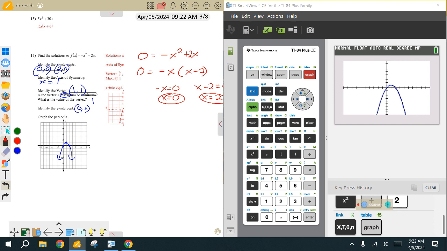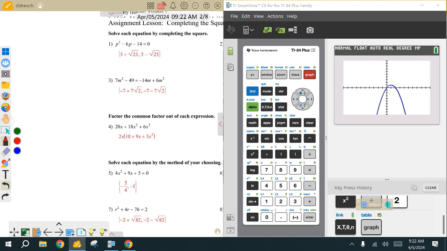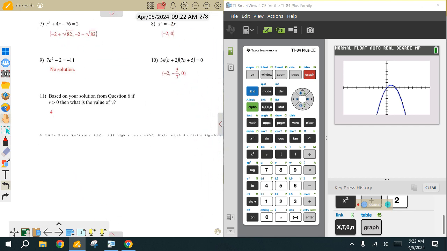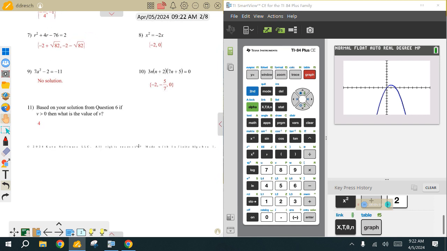All right, good question on that one, Kate. I guarantee you there'll be something graphing related with the quadratic on the SAT, so it's a good question there. Brianna? Number 10? That's a good one to talk about.